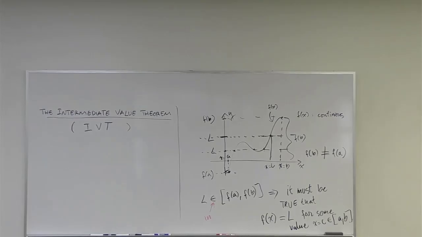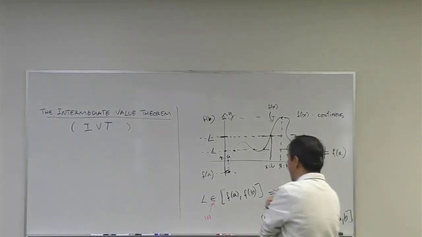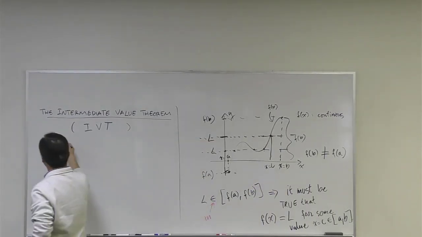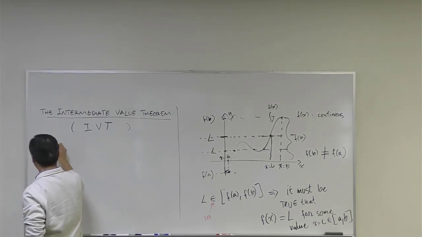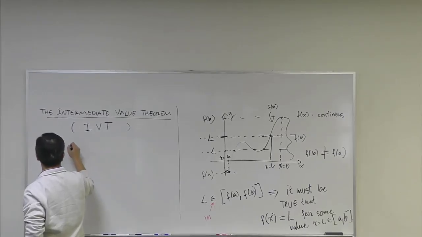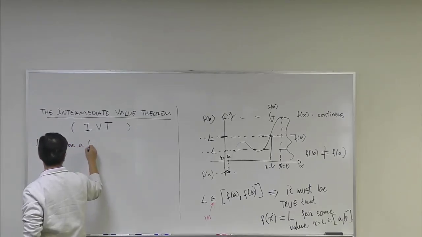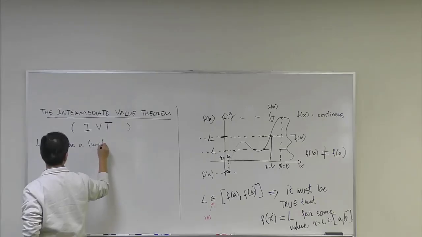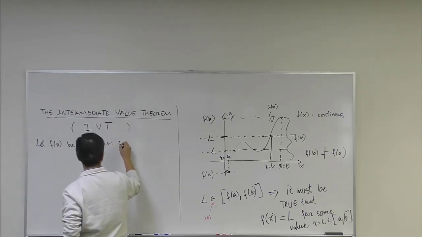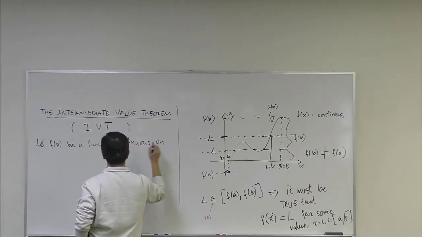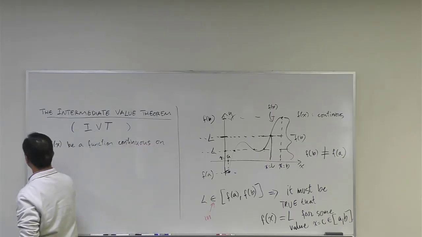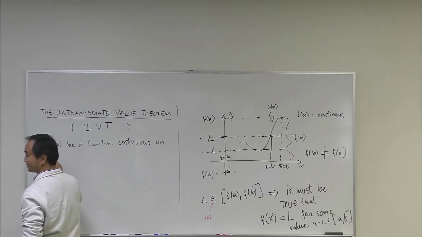All right, so now formally writing it down right here, I'm going to start out with the function. Yes, the function is required to be a continuous function. So let f of x be a function, required to be continuous on the interval from A to B. That's the first requirement.